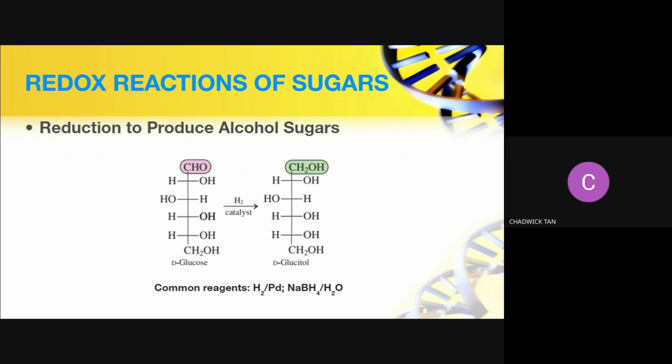Okay, so yan ang reactants para mag-form ka ng alcohol sugar. So hindi natin ginawa to sa lab pero take note of the reaction. We also discussed this in the lecture as well.